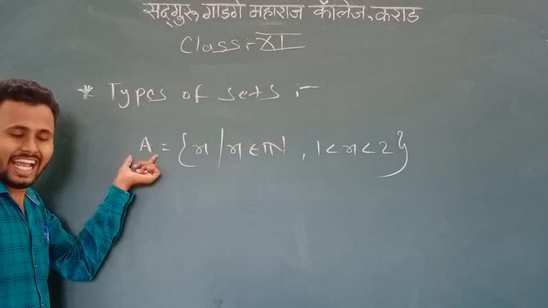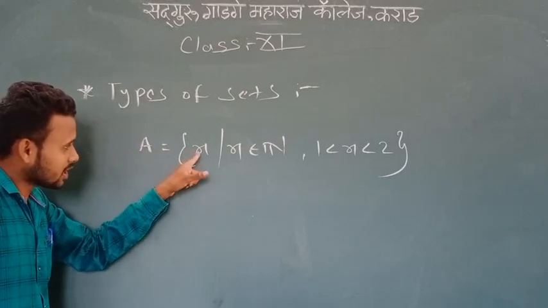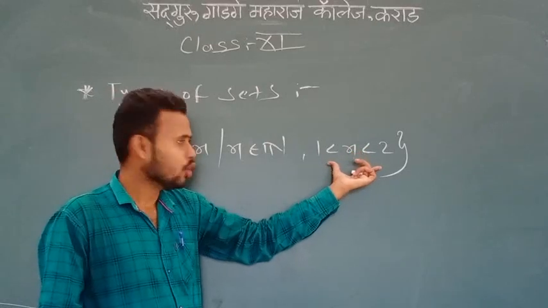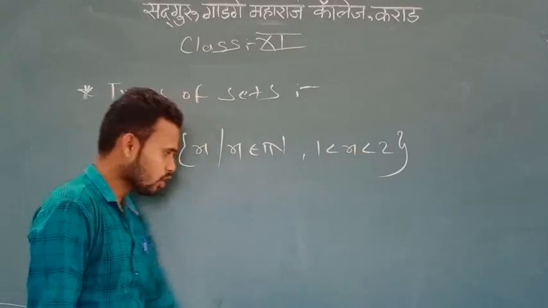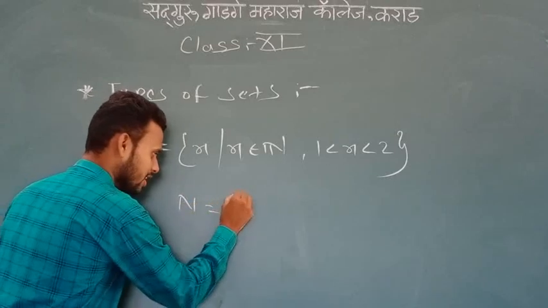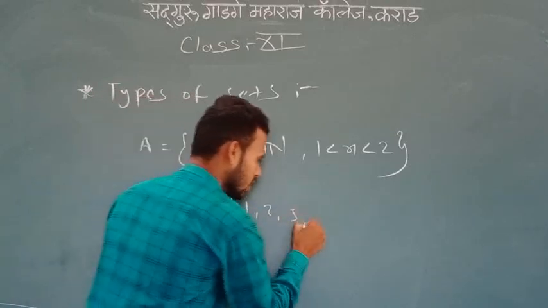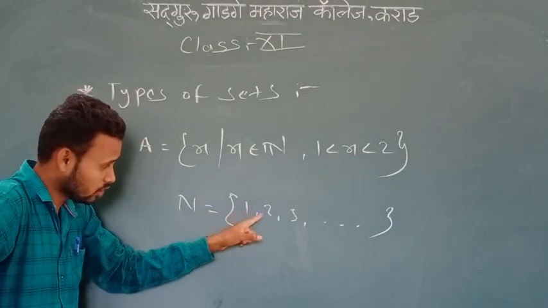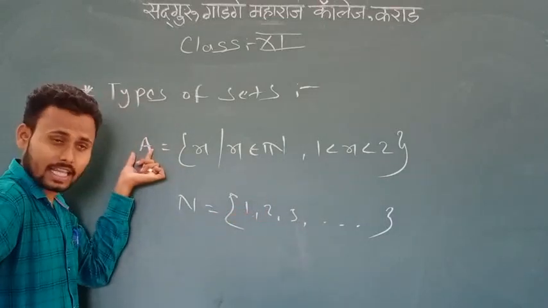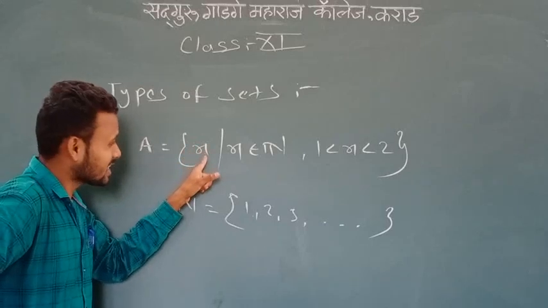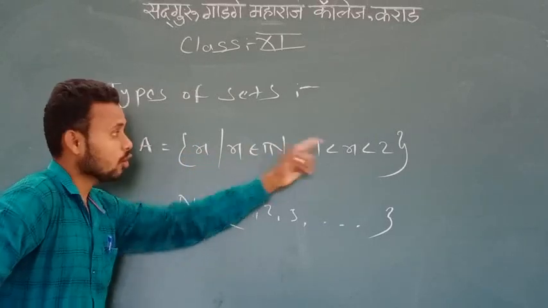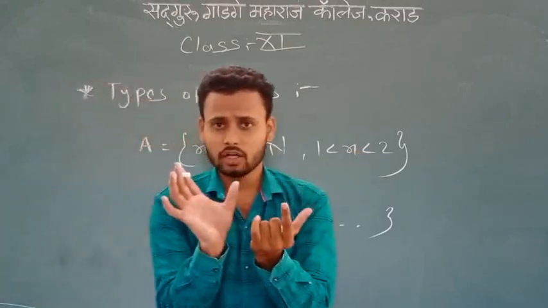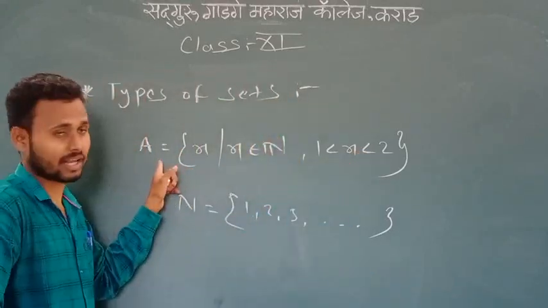Here set A denotes all natural numbers which lie between 1 and 2. We know that the set of natural numbers is 1, 2, 3 and so on, starting with 1. Set A काय घेतला आपण, A equal to set containing x such that x belongs to natural numbers. कोणते natural number, 1 and 2 यांच्या मधील नॅचरल नंबर्स फक्त आपल्याला घ्यायचे.